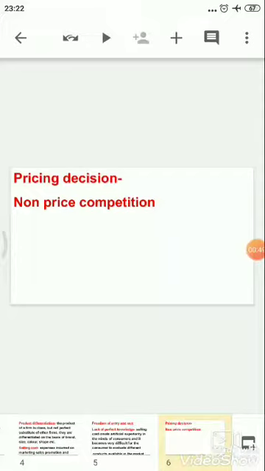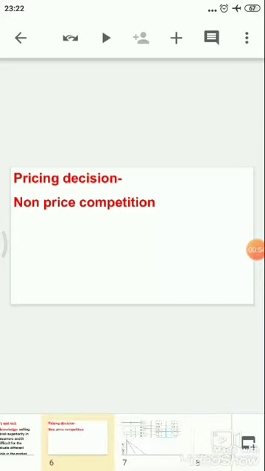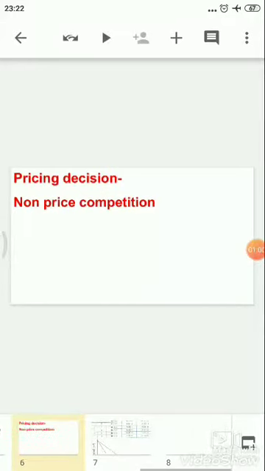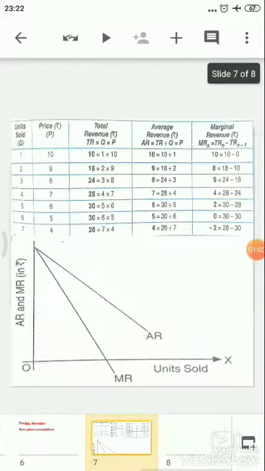Now with this, we proceed towards the shapes of the revenue curves: average revenue, marginal revenue, and the total revenue curves. You can see here this table shows that if the sellers have to increase their sales, they have to reduce the price. So if they have to sell 1 unit, they can sell it at 10 rupees. If they want to increase the sales to 2 units, they will have to sell it at 9. For 3 units, they will have to make it 8. 4 units, then 7 rupees. 5 units, 6 rupees. 6 units, 5 rupees, and so on.